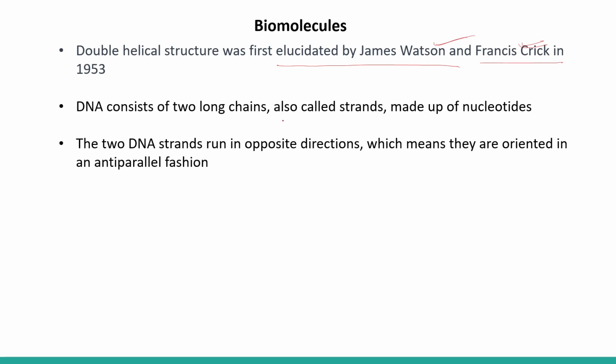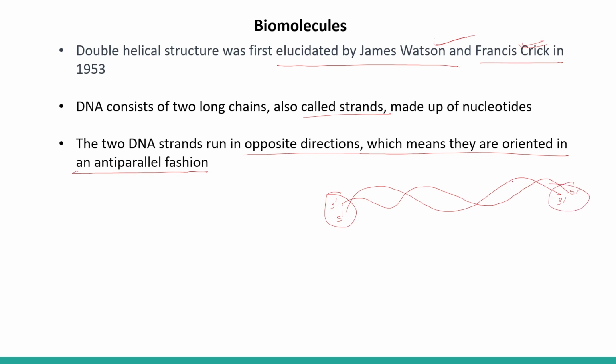So DNA consists of 2 long chains, also called strands, made up of nucleic acid. So this is the helical structure, one strand, and this is the other strand. They are parallel to each other, but they are helically twisted. The 2 DNA strands run in opposite directions, which means they are oriented in an anti-parallel fashion. So if this is 3 prime, then this end will be 5 prime. And if this is 5 prime, then this end will be 3 prime. So this is the anti-parallel fashion, and with the help of this we can say that DNA has polarity.